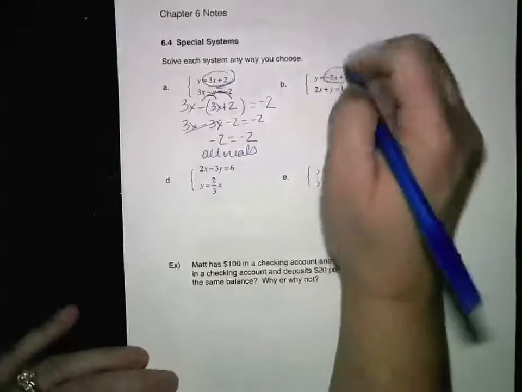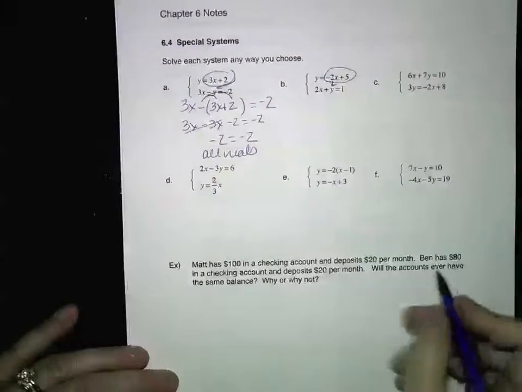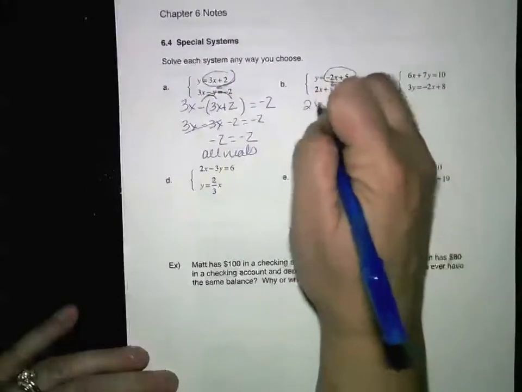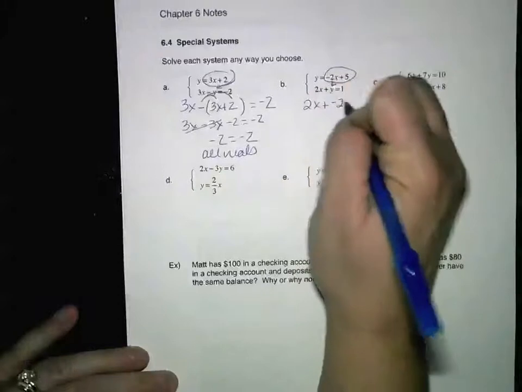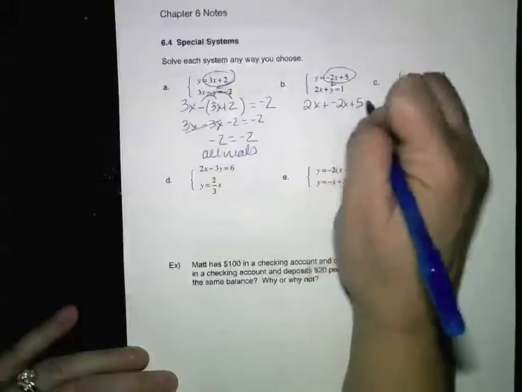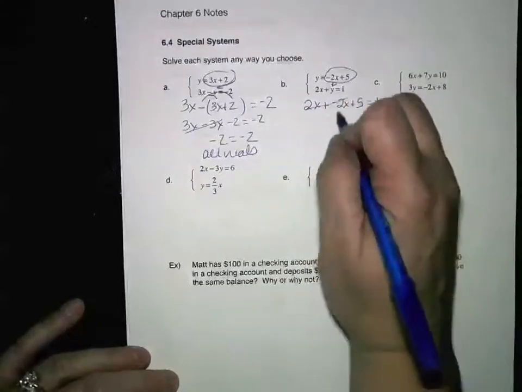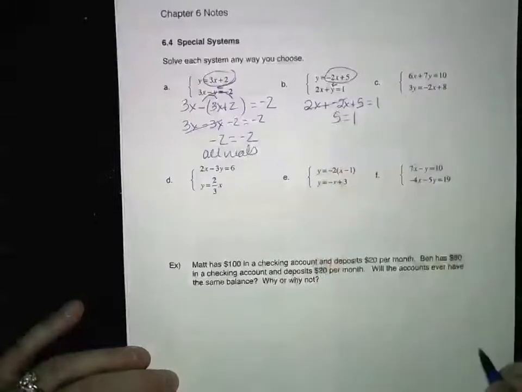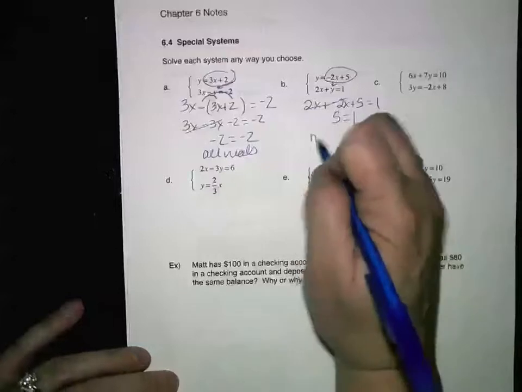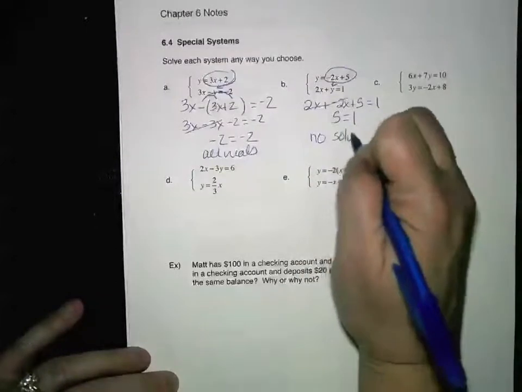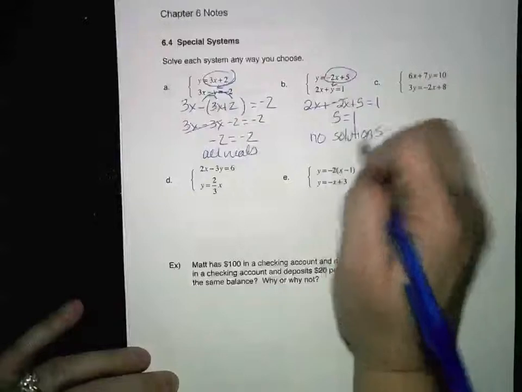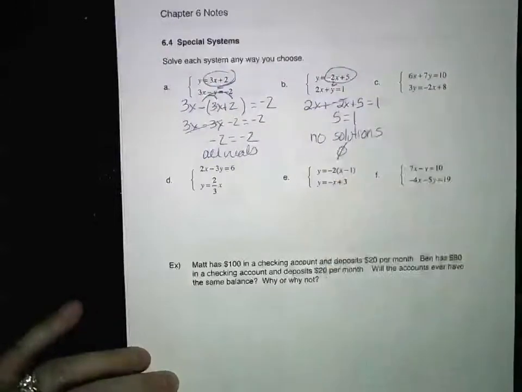Letter B, we're going to take this and put it in place of the y. So that will become 2x plus a negative 2x plus 5 equals 1. 2x minus 2x cancels, and you have 5 equals 1. It's not true. It's never going to be true. So for this one, there are no solutions. And if you prefer, you can put empty set.